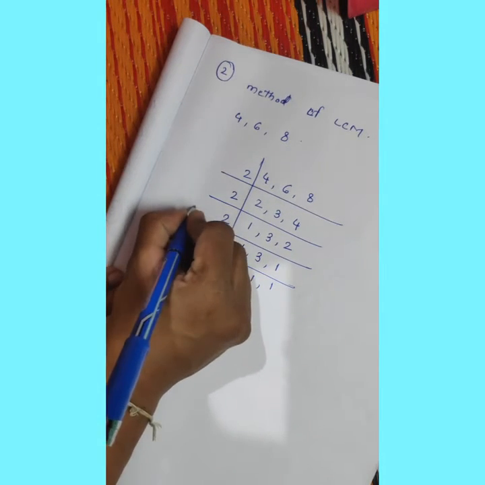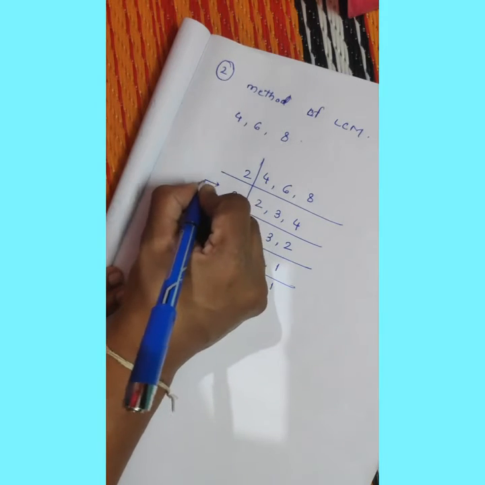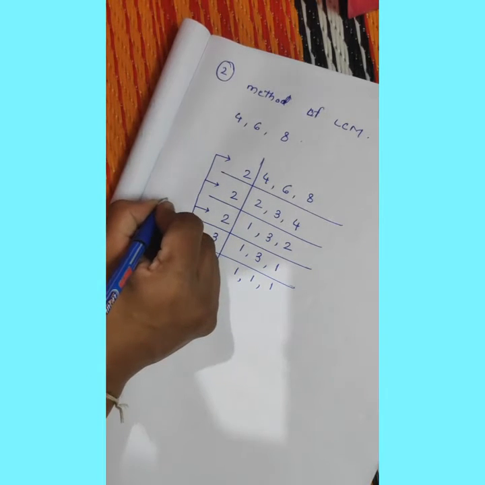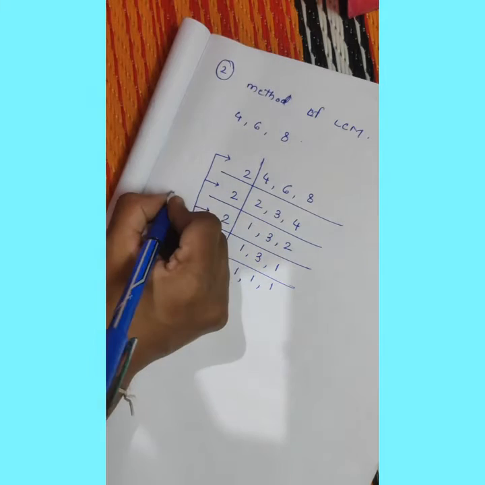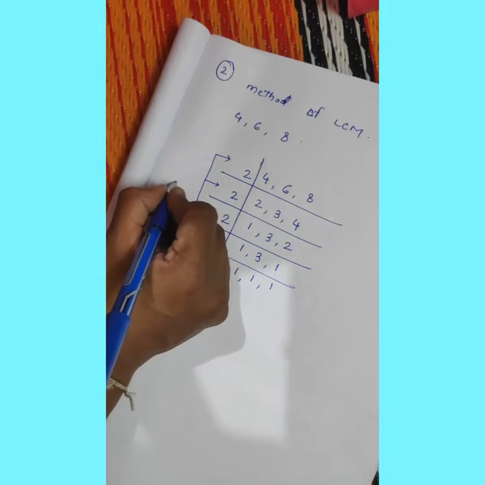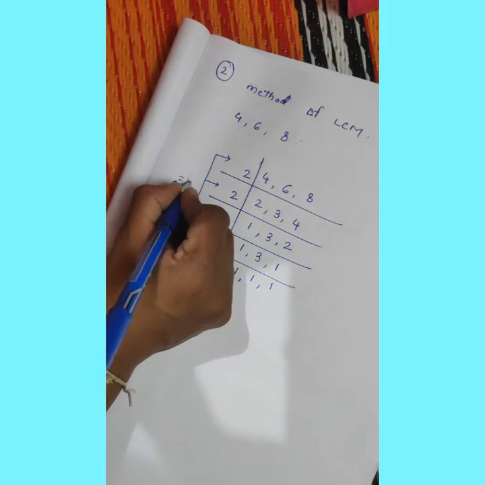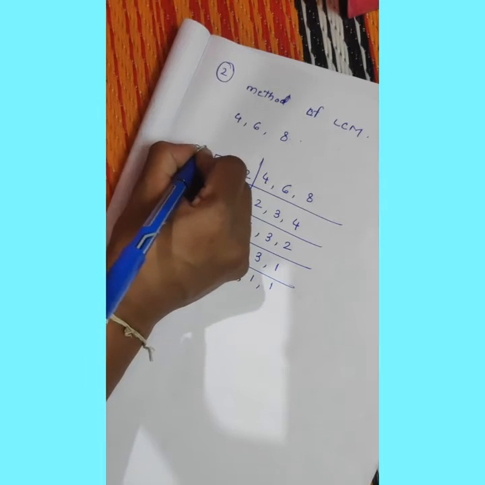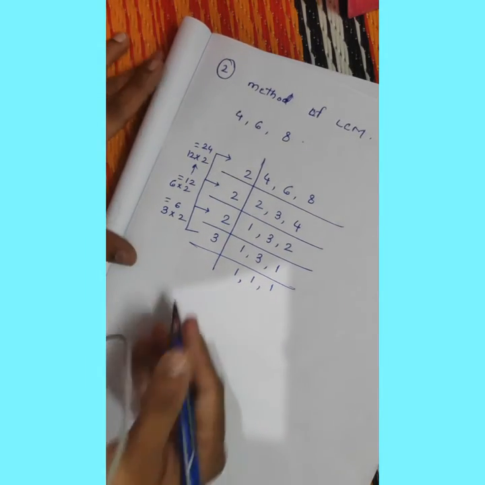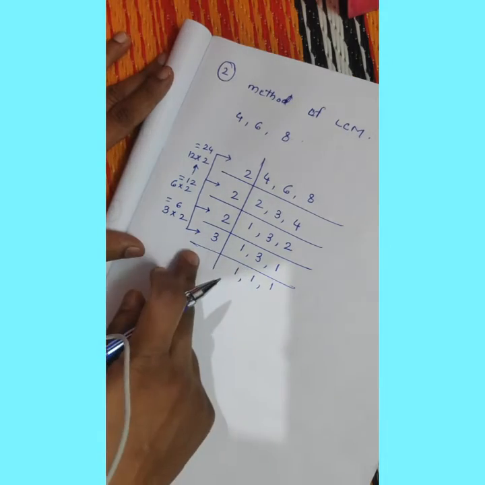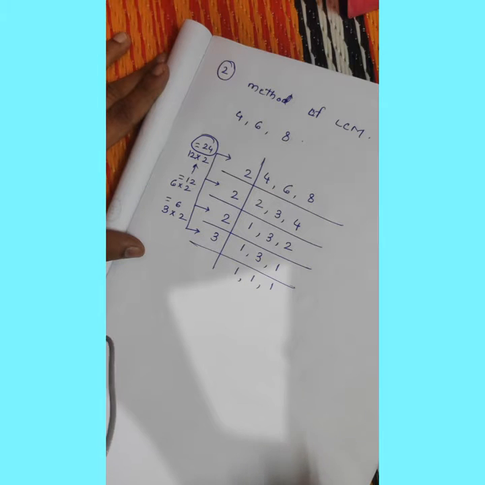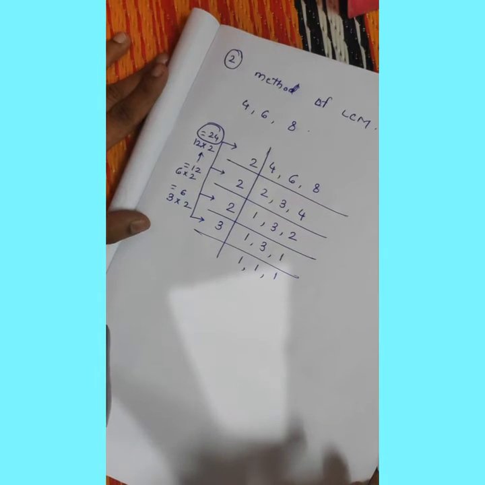So we will start multiplying this. Fine. 3 multiplied by 2 is equal to 6. Now this 6 will be multiplied by 2 equals 12, and this 12 will be multiplied by 2 equals 24. Here also by multiplying these numbers we are getting the LCM 24. It is the second method. Whatever you feel easy, you can prefer that method. Both are right. Okay.